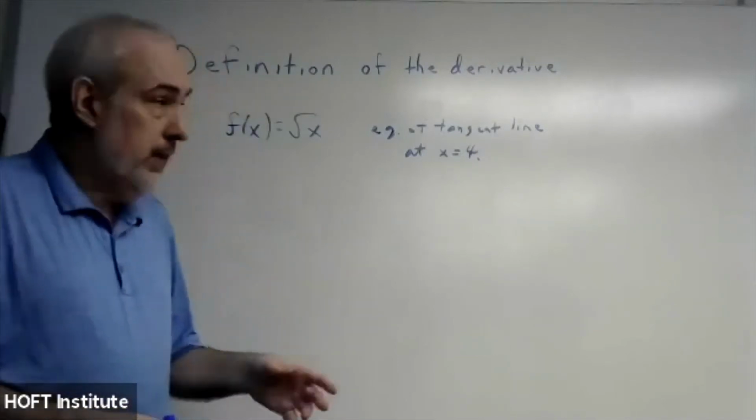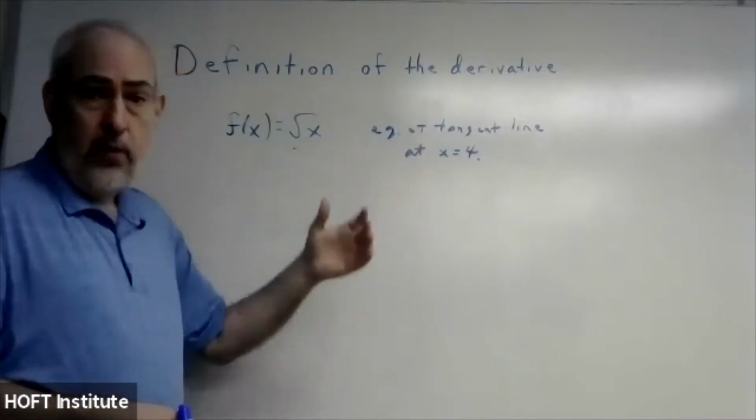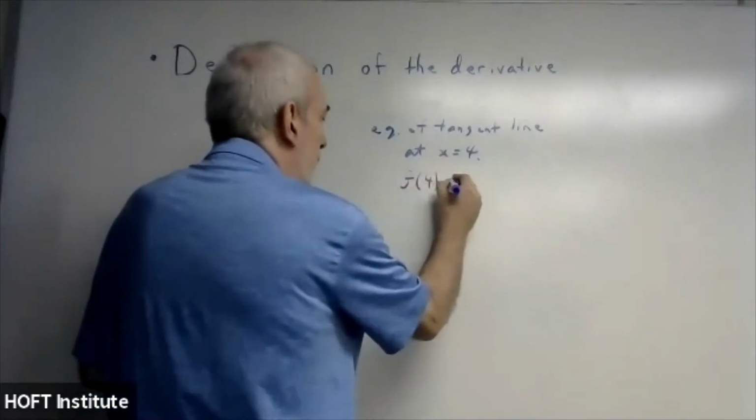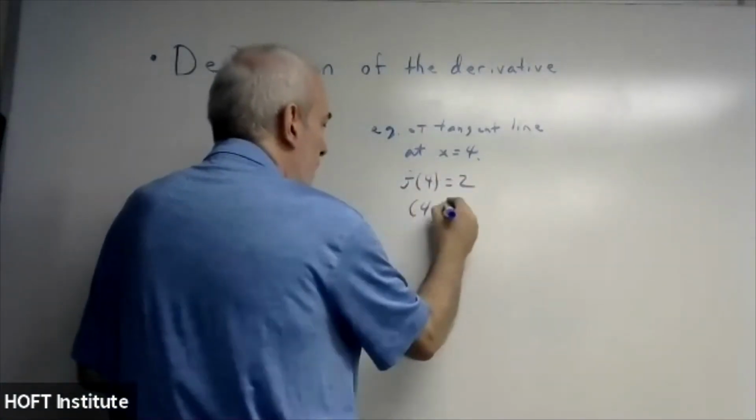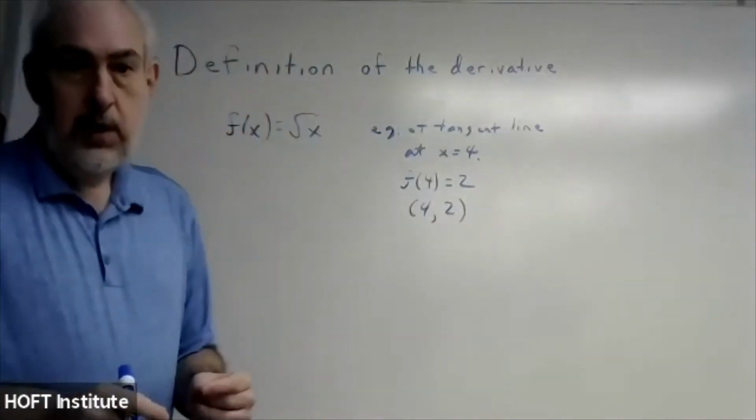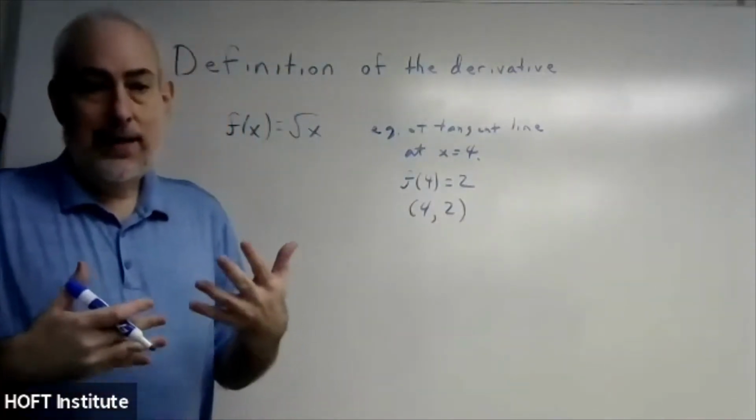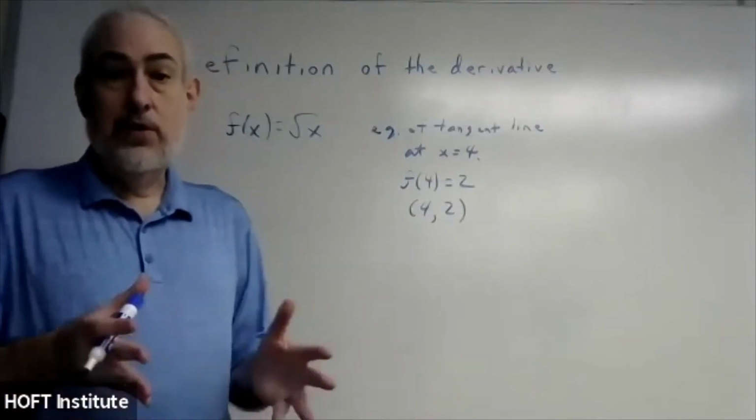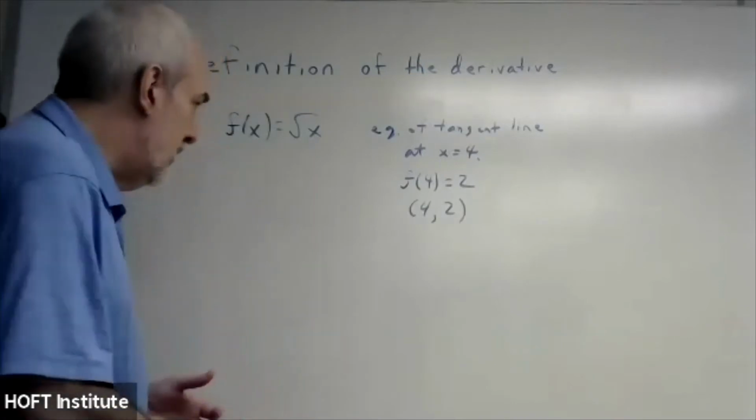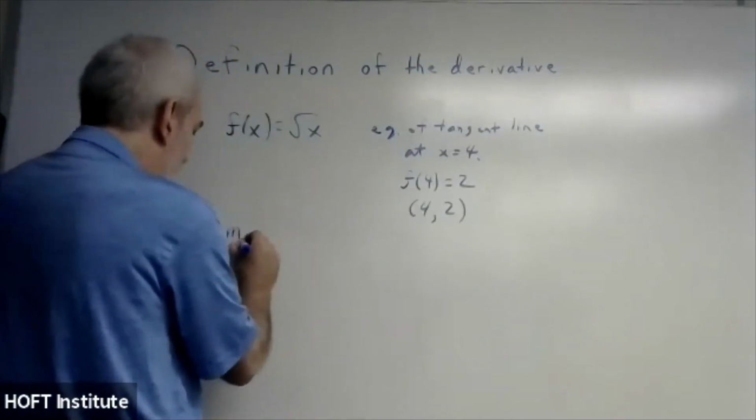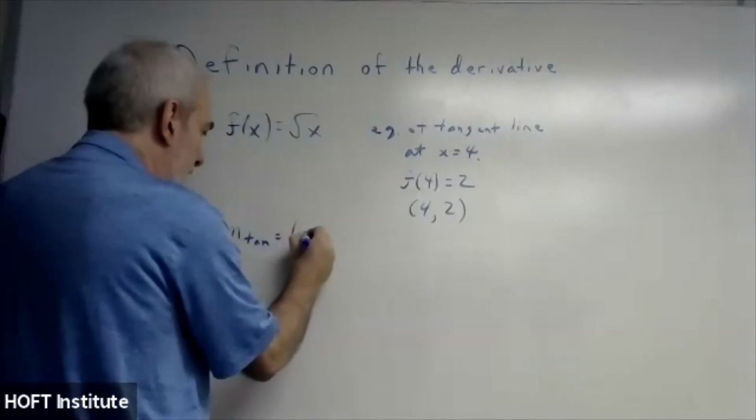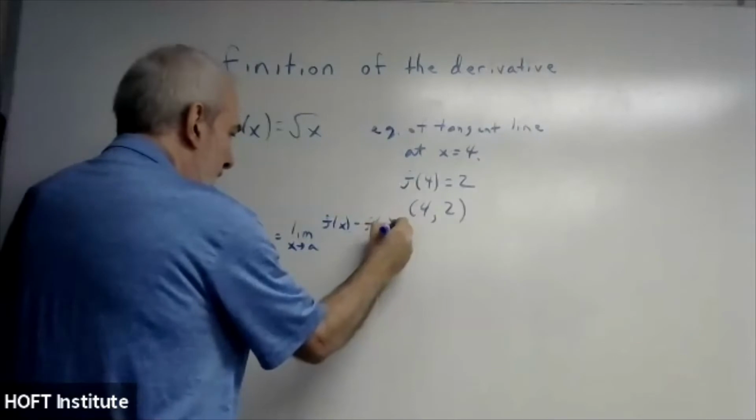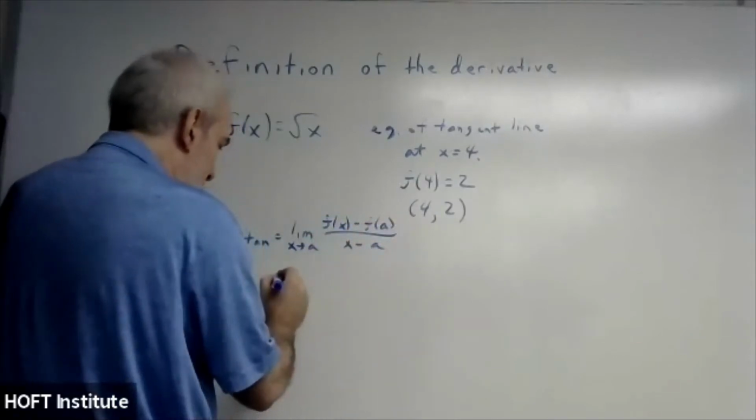Well, when x is 4, if you plug that in, square root of 4 is 2, so f of 4 is 2, and therefore the point (4, 2) is a point on the tangent line. Now we just need the slope of the tangent line, which is exactly the definition of the derivative. So the slope of our tangent line is the limit as x approaches a of f of x minus f of a over x minus a.